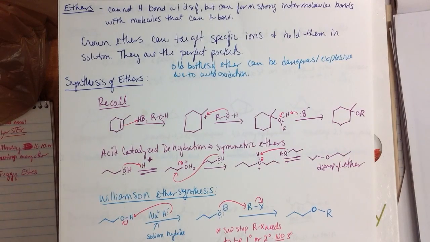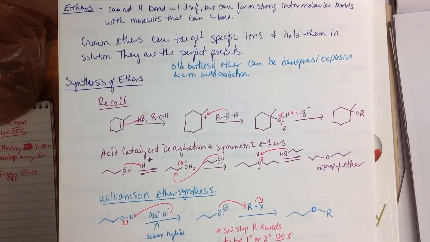Okay, just as we were introducing ethers last time, we're going to go ahead and continue with a little bit of information about these. Keep in mind that ethers cannot hydrogen bond with themselves, but they can donate their electrons from the oxygen pretty strongly to things that can hydrogen bond. And that's sort of what allows us to use something called a crown ether.